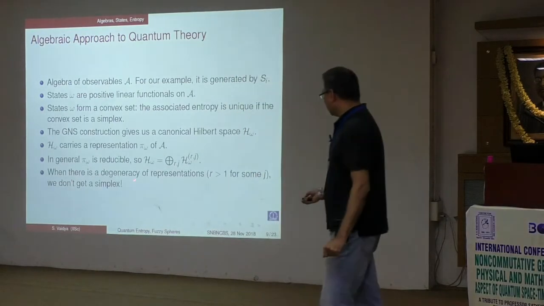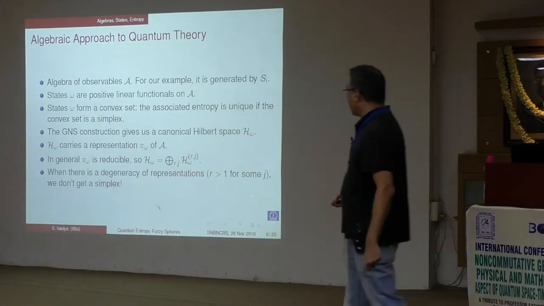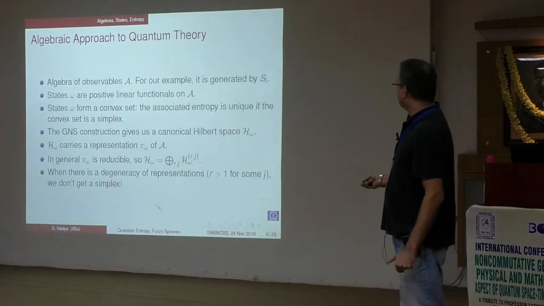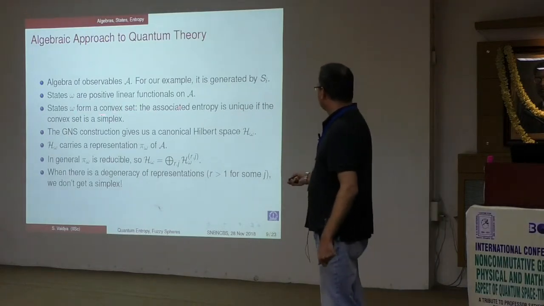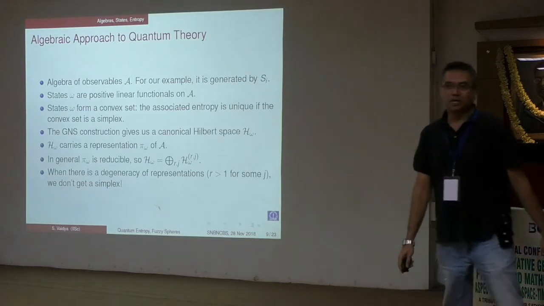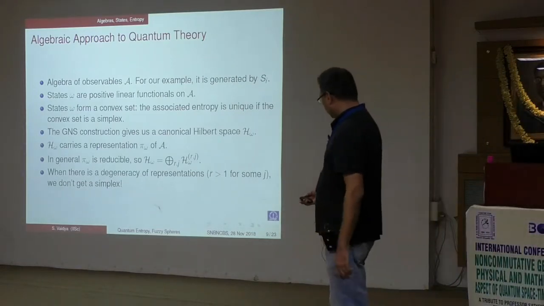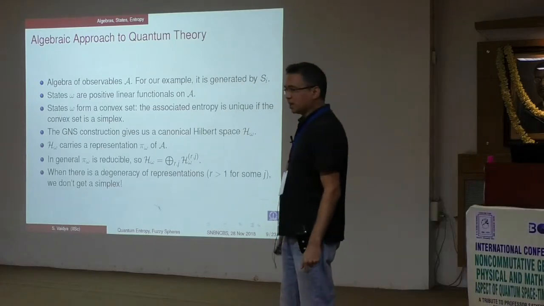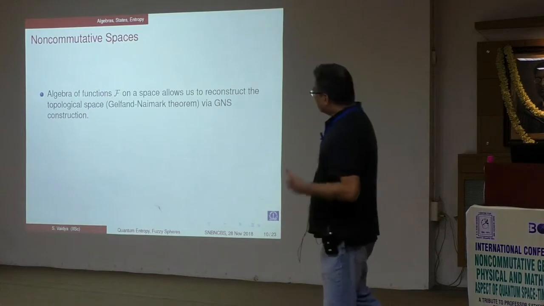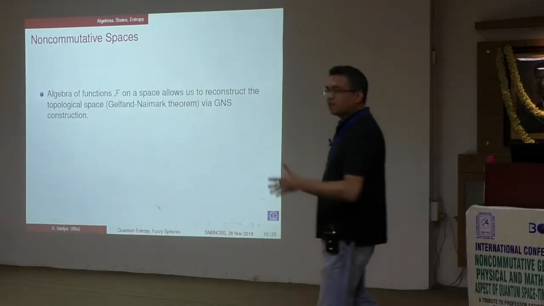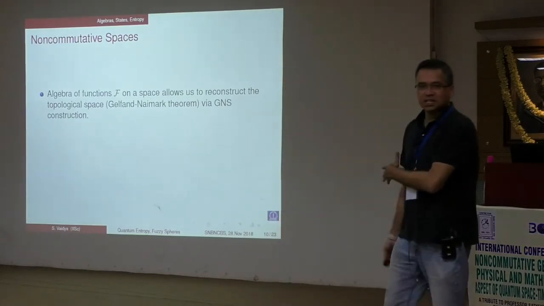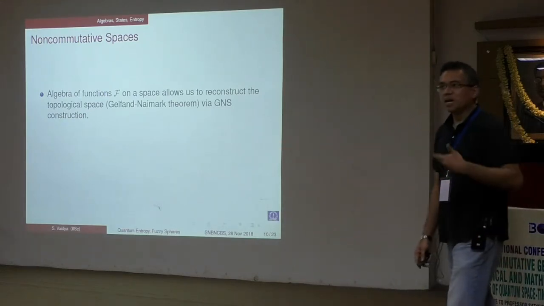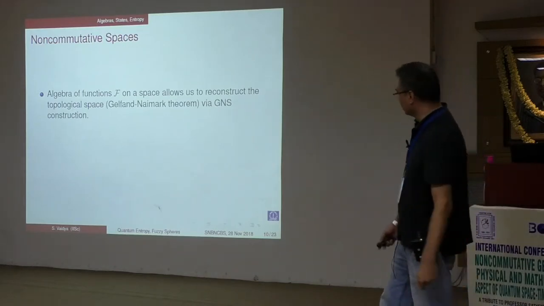Now, when there is degeneracy of representations, when r is greater than 1, we in general don't get a simplex. And this is a situation where you run into an interesting tension with the statement that the associated entropy is unique. This is a place where interesting things happen when we don't get a simplex. Okay. So this is the general setting, and now you can go back and see that these general remarks translate back to the example of three spins, and you can see where the origin of this entropy that I showed you comes from.